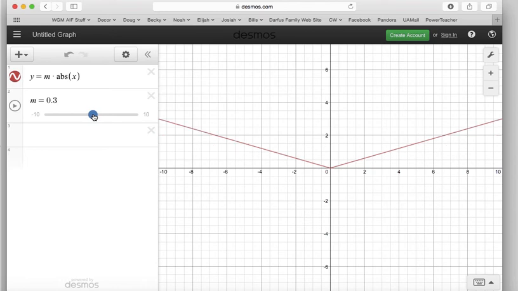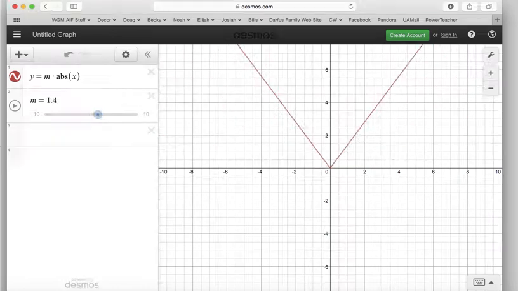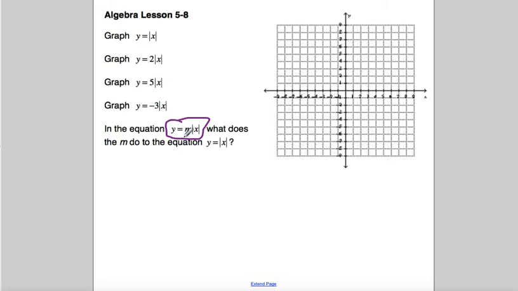So what we say is, as I multiply m here times the absolute value of x, it is going to change the slope of the sides of the absolute value function. Some people like to say it gets narrower or wider or steeper and less steep. But basically it's changing the sides of the absolute value function, the slope.